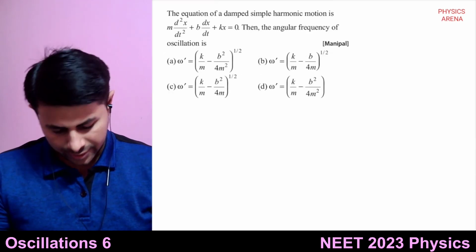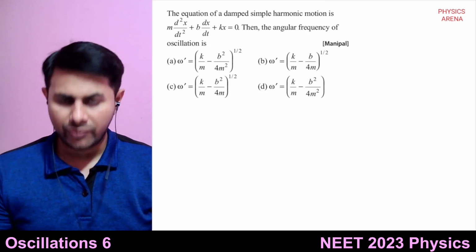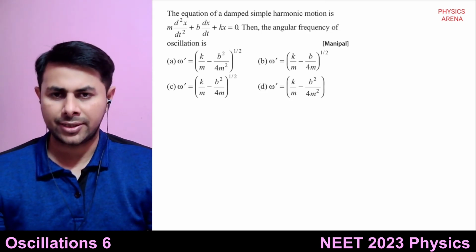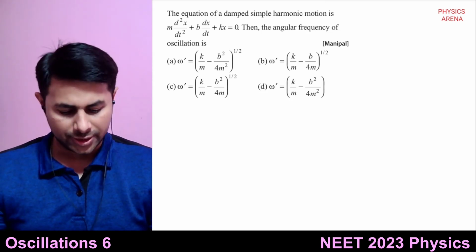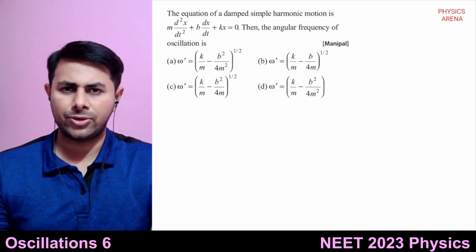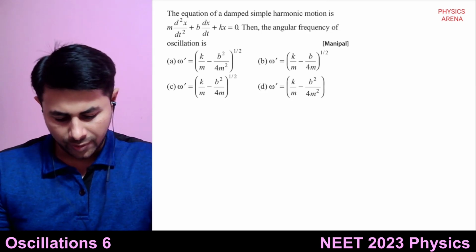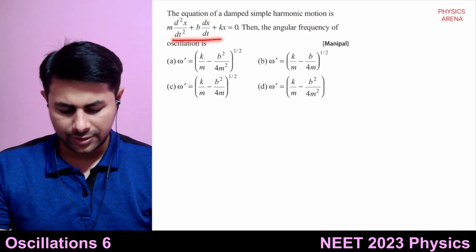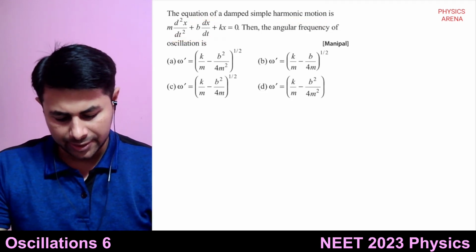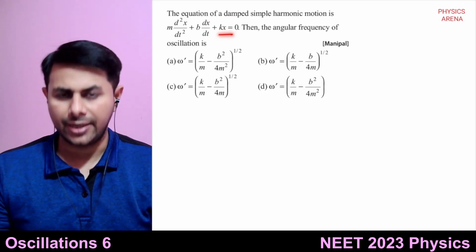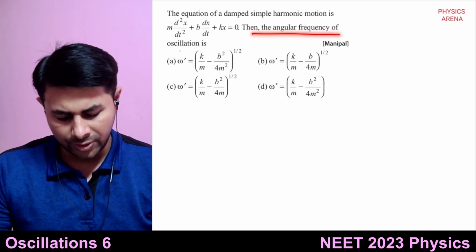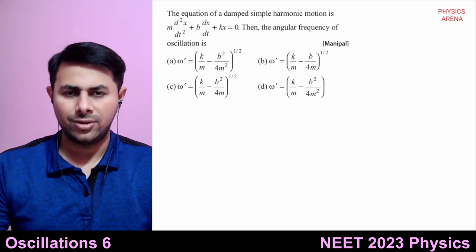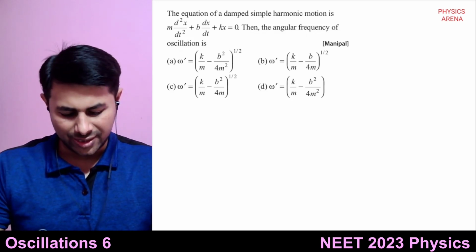All right, next question. There were very few questions in the NEET exam based upon resonance, damped harmonic oscillator, and also forced harmonic oscillator. So we'll discuss some questions from some other exams. Okay, the equation of damped simple harmonic motion is this: m d2x by dt square plus b dx by dt plus kx is equal to 0. Then the angular frequency of oscillations is... So this is a direct question. Tell me what is the answer.